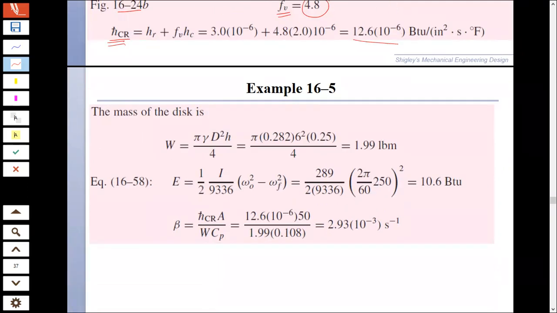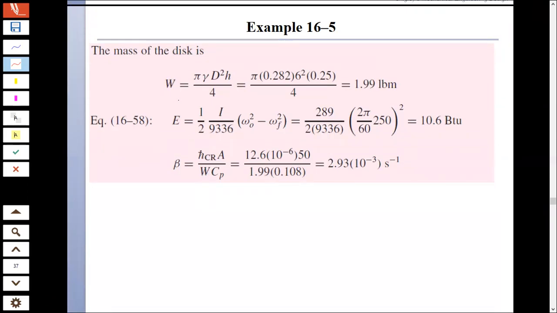The mass of the disk can be calculated because we know the dimensions. We also know the density. So it will be pi by 4 d square times h times gamma. We know the density, we know the diameter, and we also know h. So that turns out to be 1.99 pound mass.